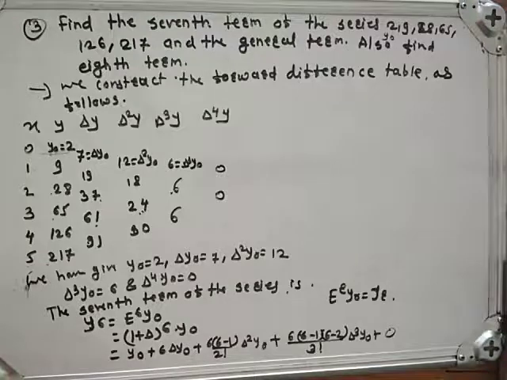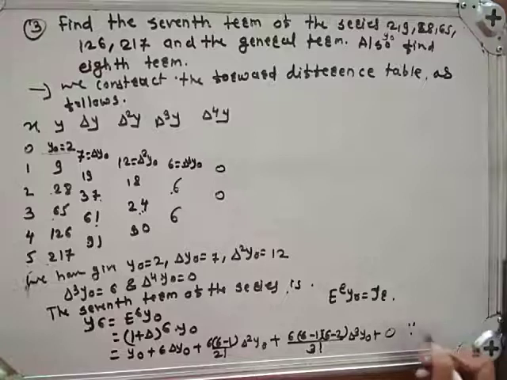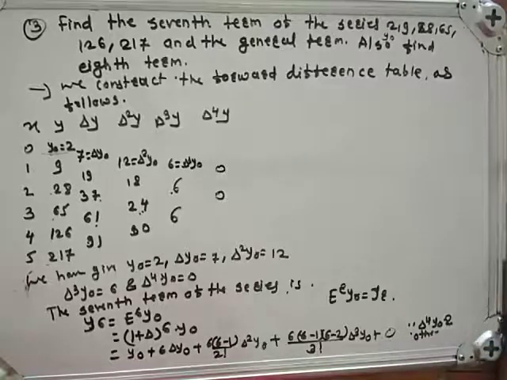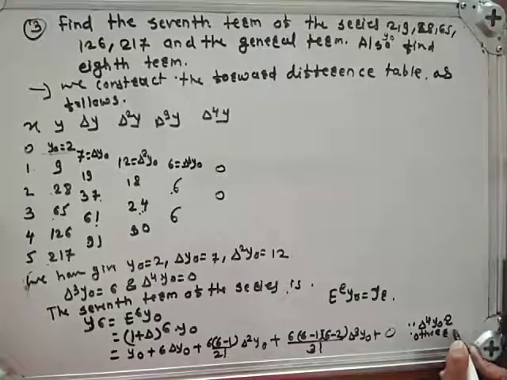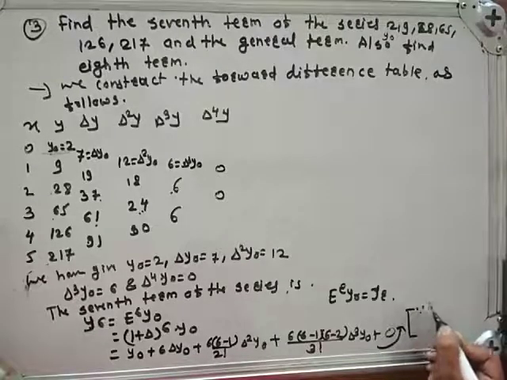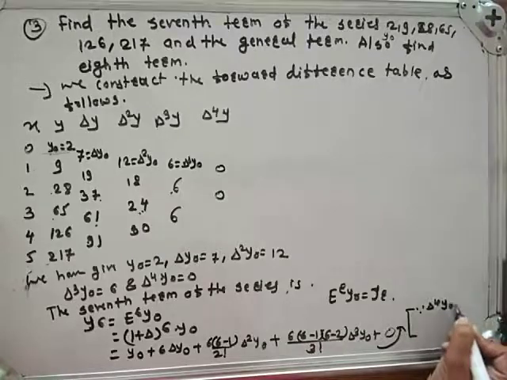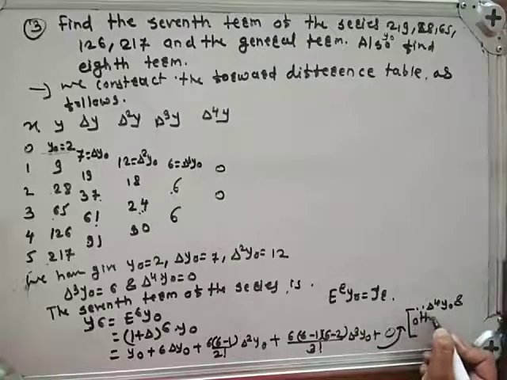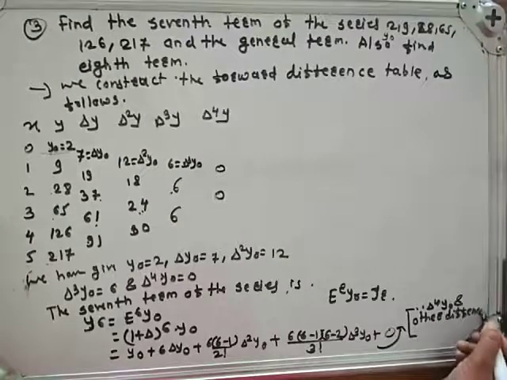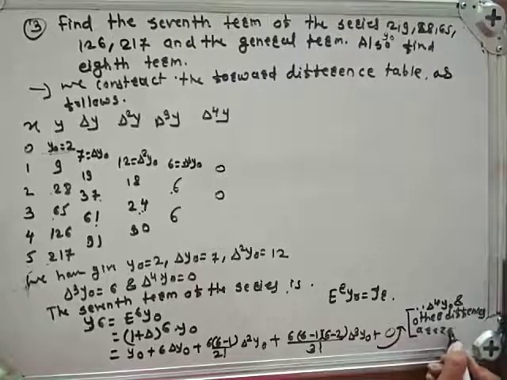Now substitute the values. Here you will give a reason: Δ⁴y0 and other differences are 0. Why is this? Because Δ⁴ of y0 and other differences are 0. Okay.